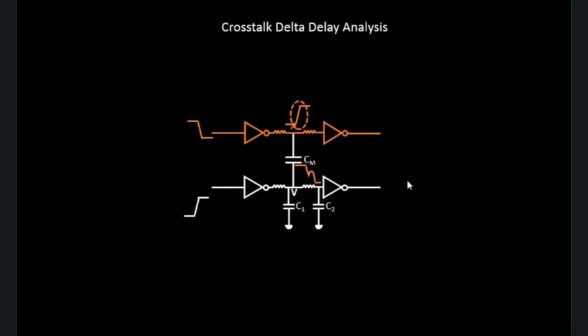So now what we'll do is we'll try to understand how this particular glitch that came on the waveform will impact, and what the impacts are. So we'll try to understand the impacts of crosstalk delta delay. Okay. So the first impact of the crosstalk delta delay, let's start with skew.